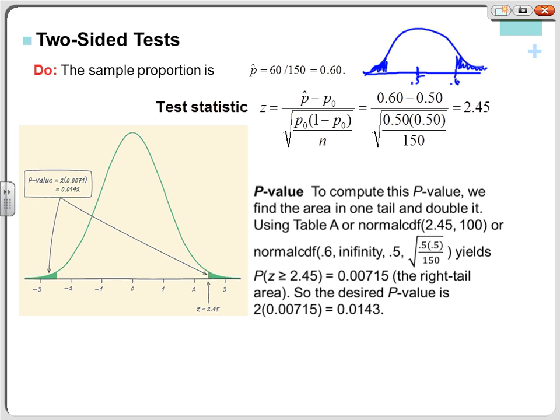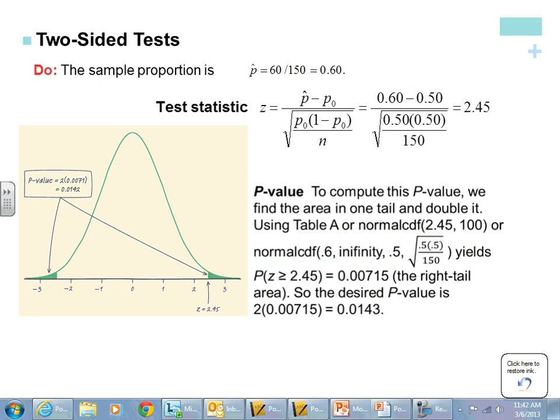So here with mine, I'm going to do my normal CDF from 0.6 to infinity. And that's only going to give me this half of it though. So I'm going to have to take that, and since it's symmetrical, multiply it by 2. So you have to multiply it by 2 when you have two-sided, and that would be my p-value. And again, since I'm using a normal CDF, I either have to have my drawing or explain what everything means in that normal CDF.